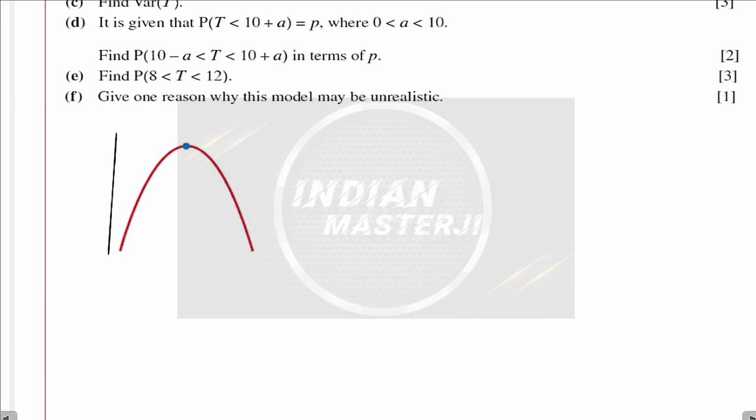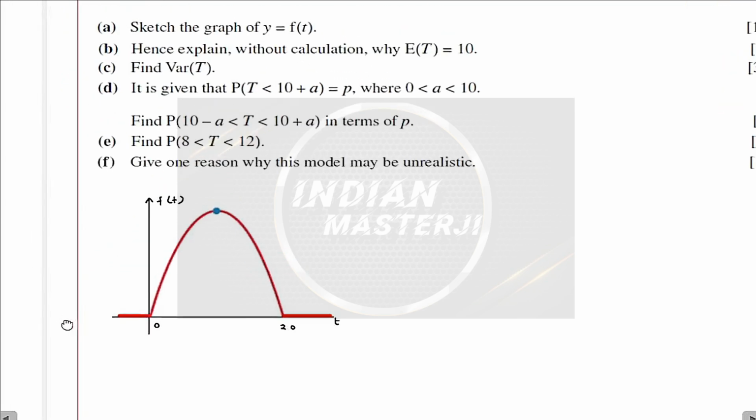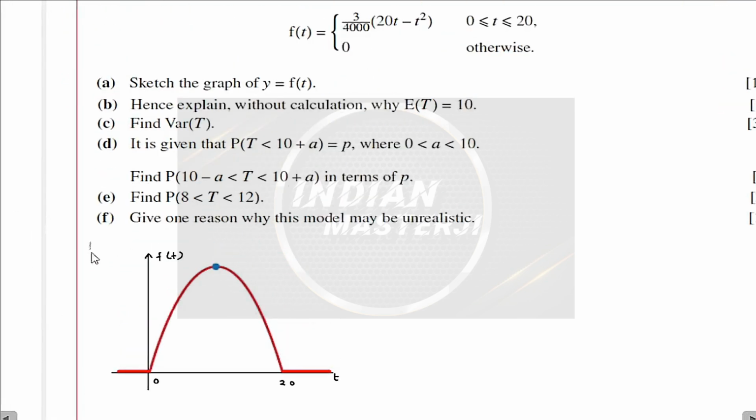Let me draw the axis here. To the left of 20, let me bring this a little bit nearer to the origin side. Yeah, correct, this is okay. After 20 it is 0, and to the left of 0 also it is 0, correct? This is my f of t and this is t. This value is 0, this value is 20. Okay, so we have sketched our graph of f of t.